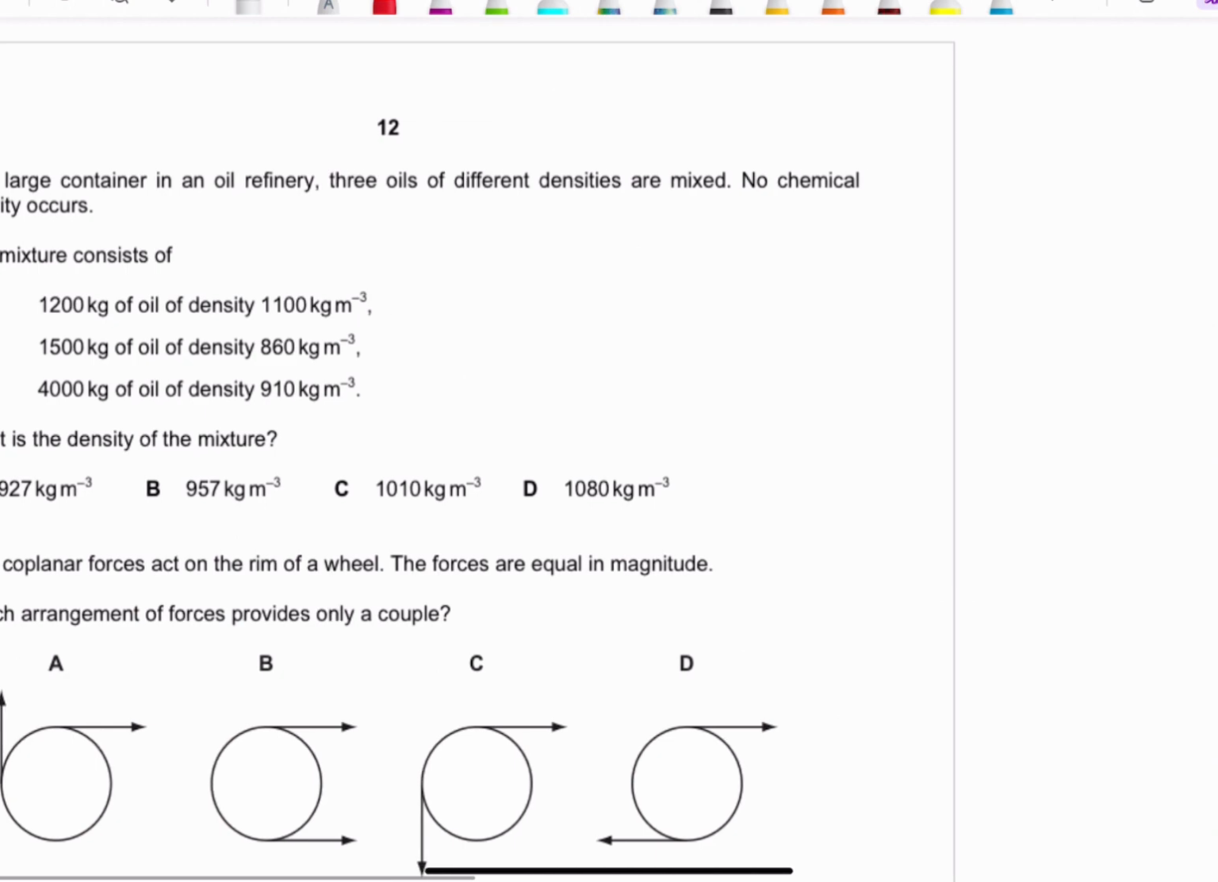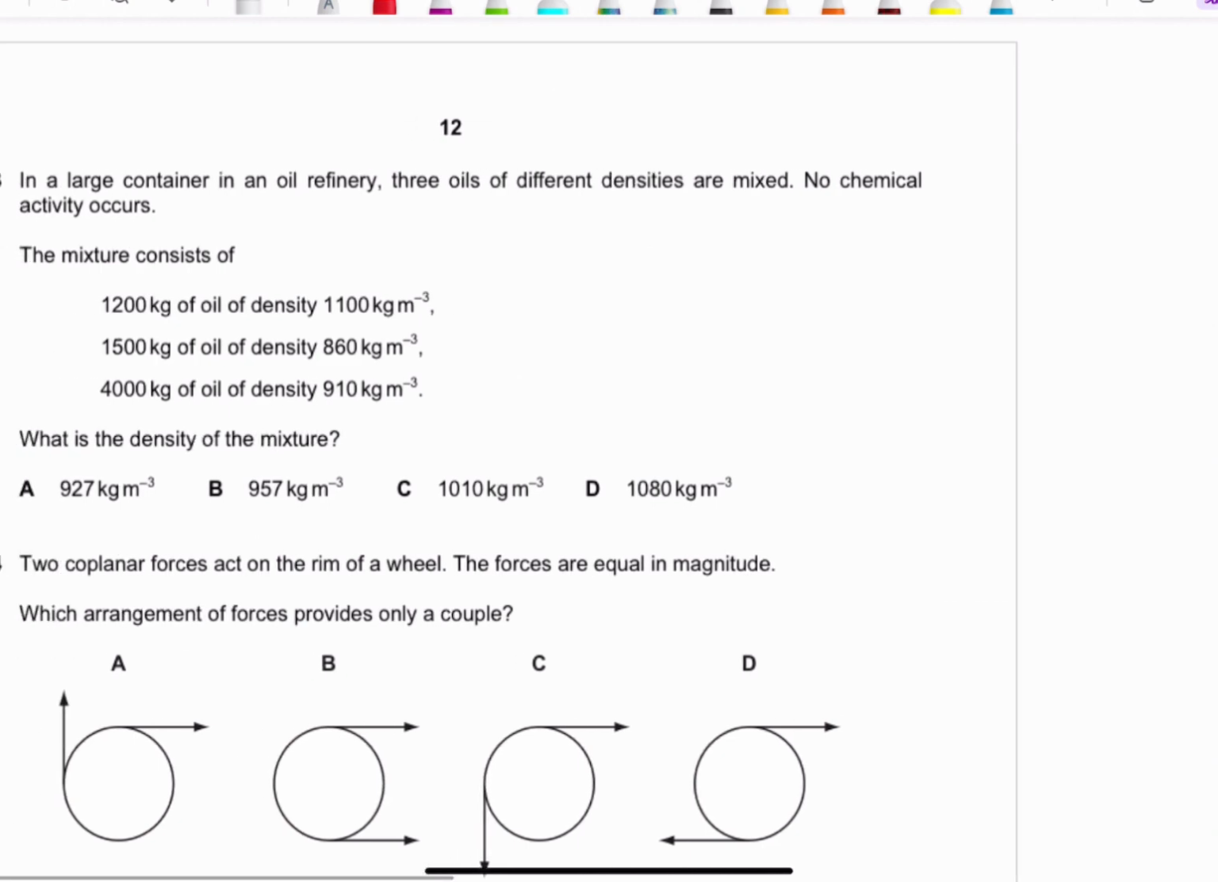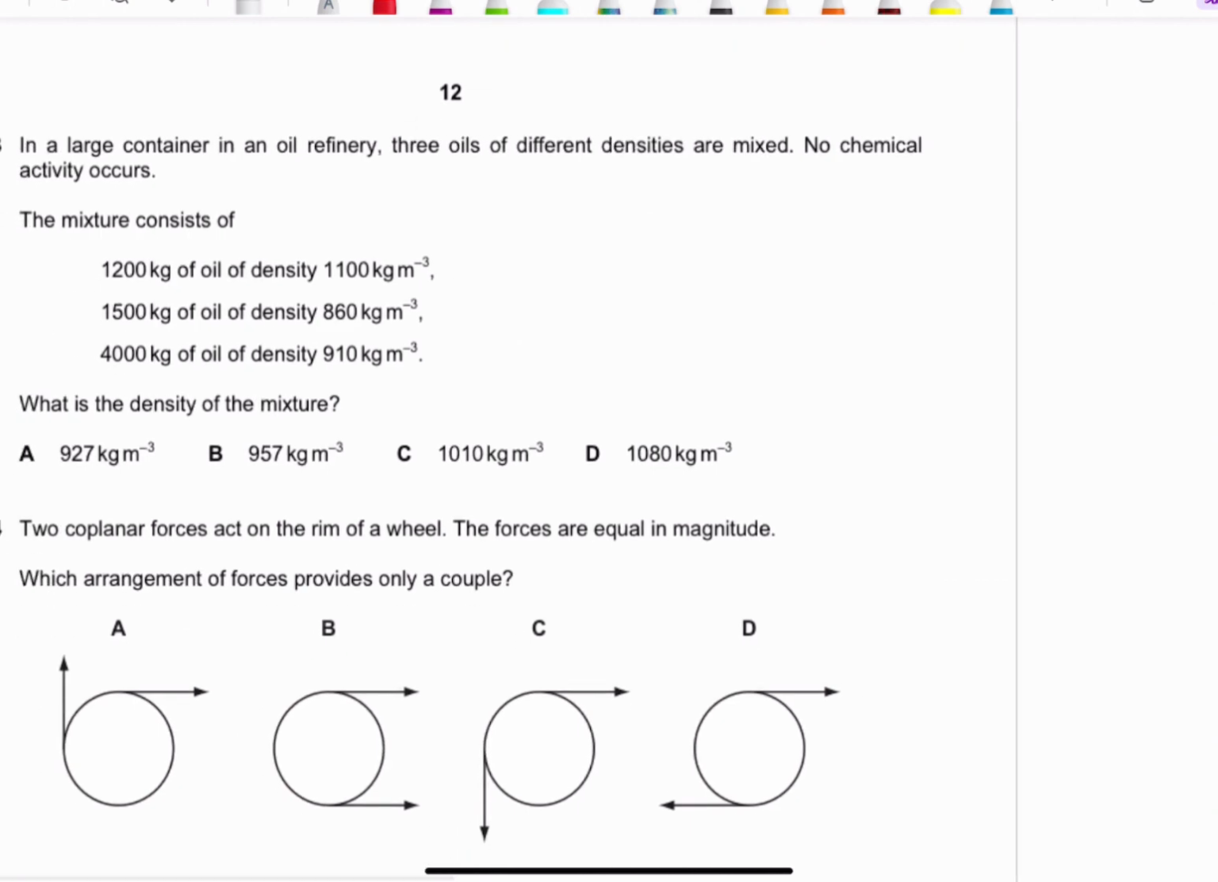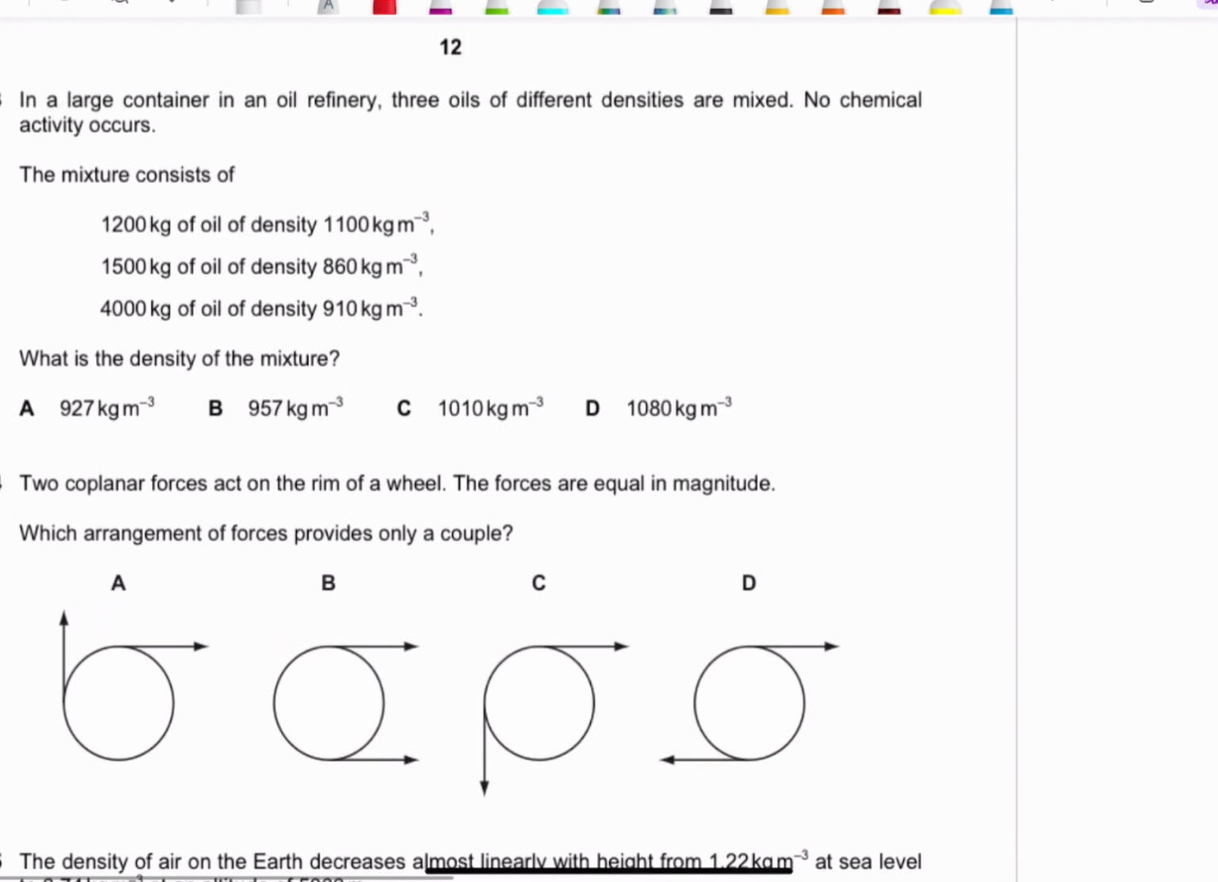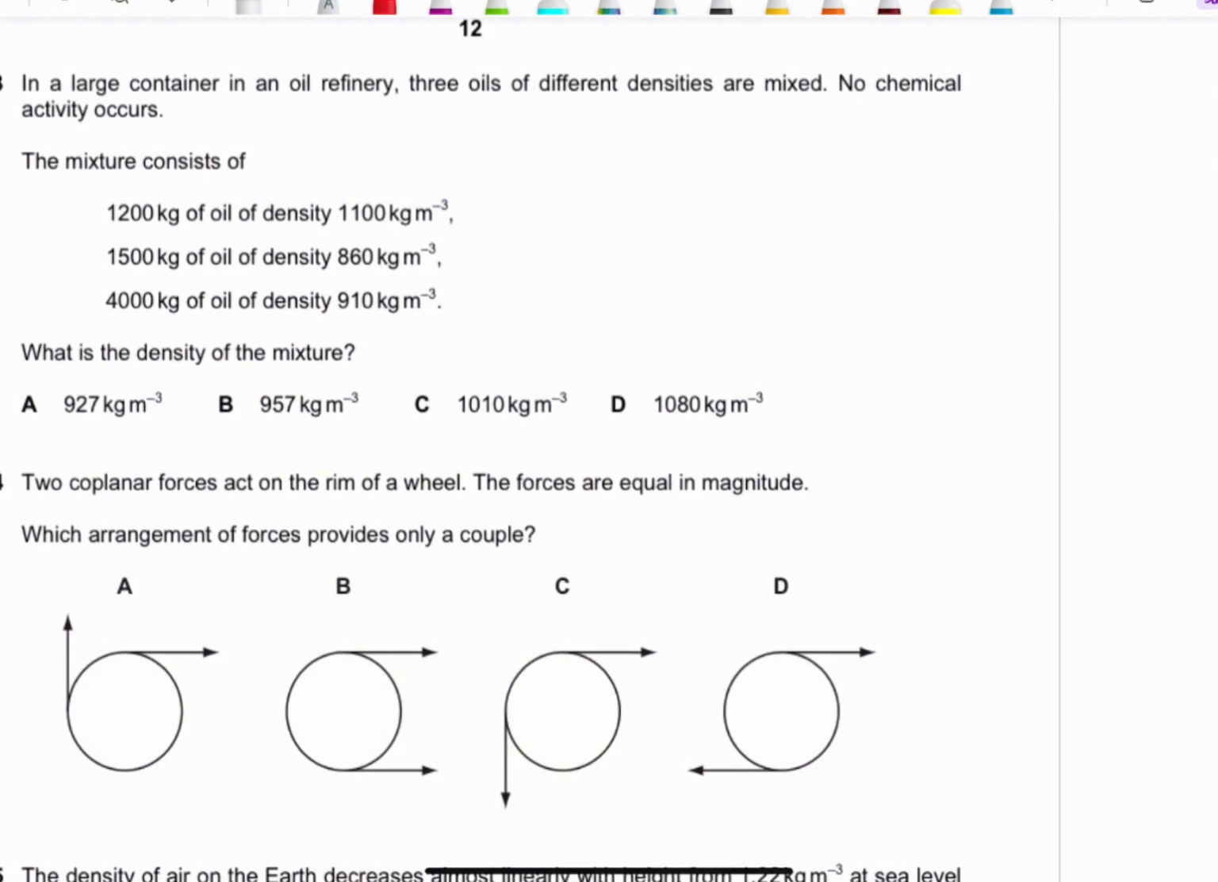I'll move on to question number 13. We're given a large oil container in a refinery, and three oils of different densities are being mixed, and no chemical activity occurs. The mixture contains 1,200 kgs of oil at that particular density, 1,500 kgs of oil at that particular density, and 4,000 kgs of oil at that particular density.